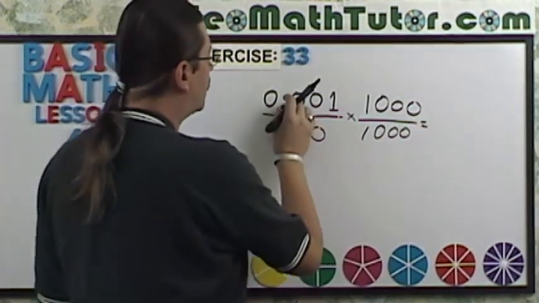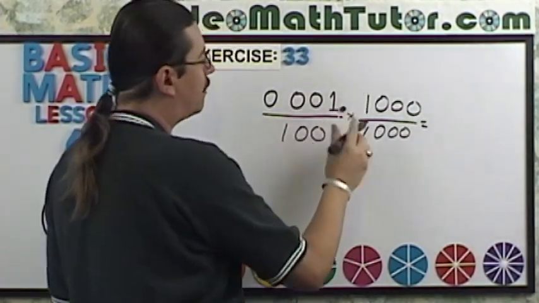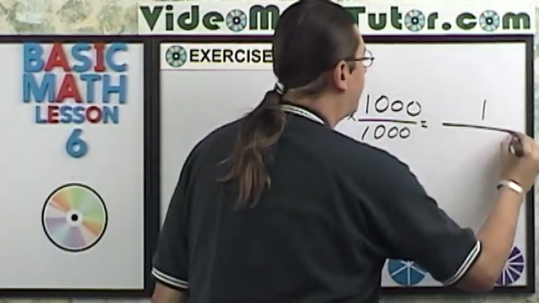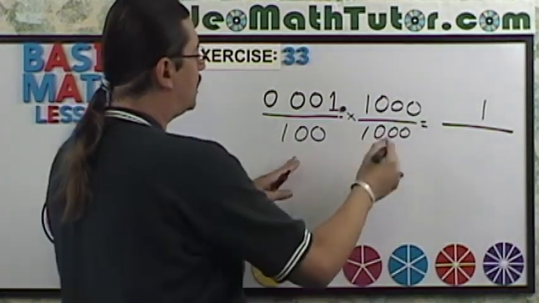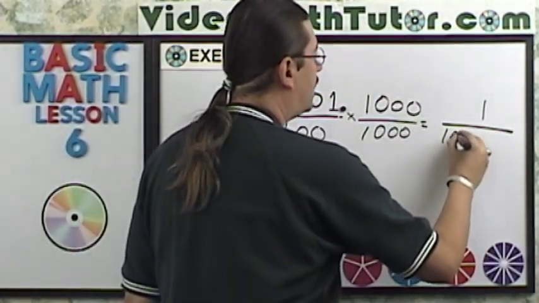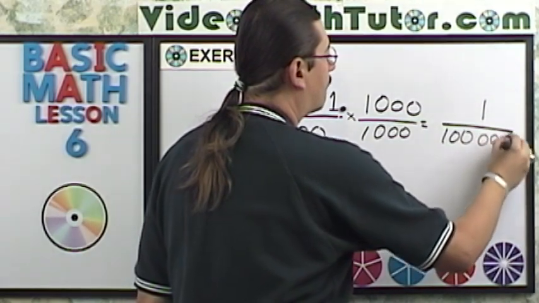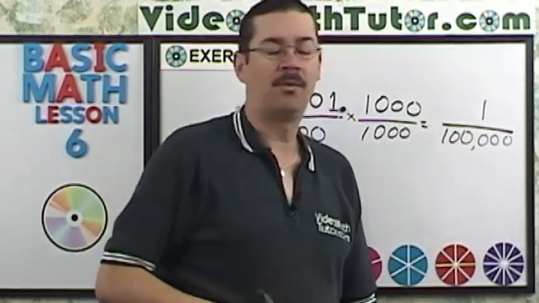So when you do that, this will scoot the decimal point over. So I just get 1, because it's just 1 right there. And just put all our zeros together down here. So it's going to be 1/100,000th.